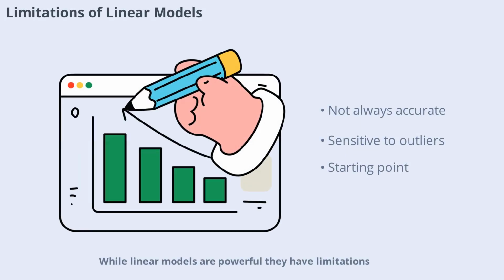While linear models are powerful, they have limitations. Not all economic relationships are truly linear. Sometimes the effect of one variable on another changes at different levels, requiring more complex models. Linear models can also be sensitive to outliers, extreme values that can distort results. It's important to recognize these limitations and use linear models as a starting point, not the final word in economic analysis.